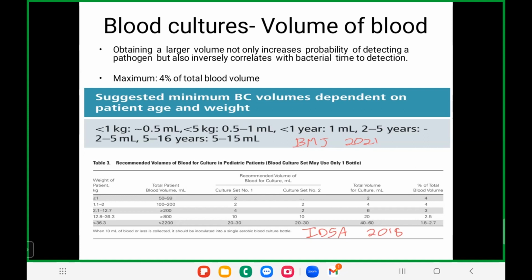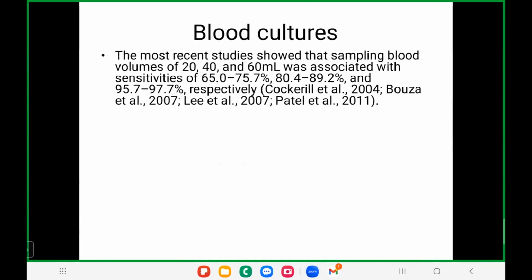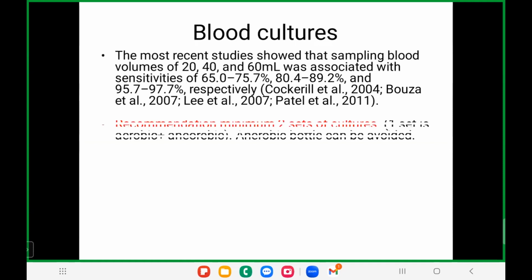Even the same thing is given in the IDSA guidelines as well. These are the 2 standard guidelines where they prescribe the amount of blood to be drawn. So what I suggest is, if you're able to take an extra 1 ml, please take it. It's not going to cause harm to the child, but it can yield the bacteria, and you can decide on the antibiotics. This is a recent study which concluded that if you take more volume, like 20 to 40 to 60 ml, the sensitivities are very high with 60 ml blood sampling. So please take the highest amount of blood you can obtain from the child.